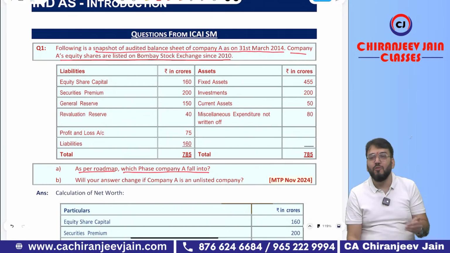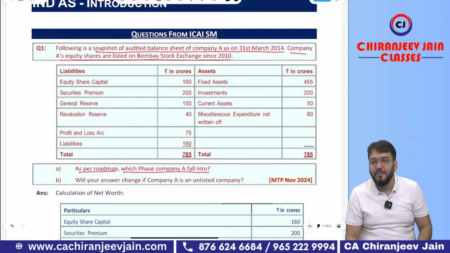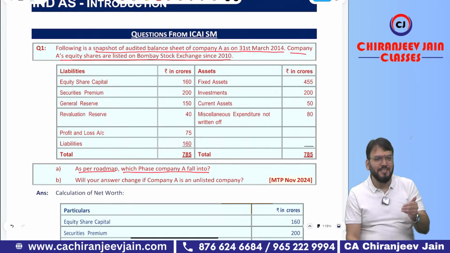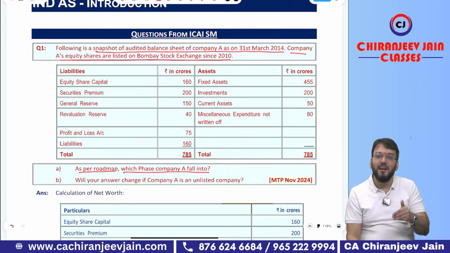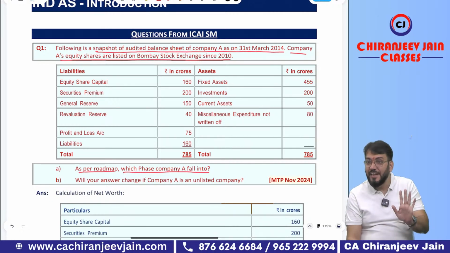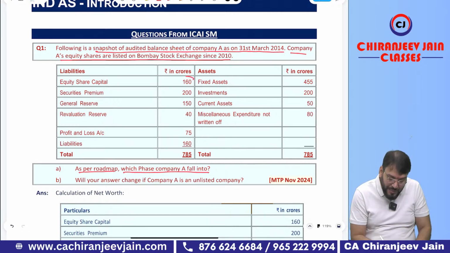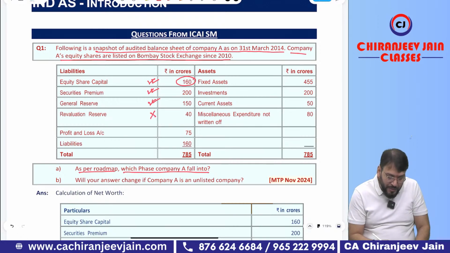If the net worth is equal to or more than 500 crore, it is phase 1. Correct? And if it is less than 500 crore, phase 2, because it is a listed company. So 160 will be considered. Equity share capital will be considered. Securities premium will be considered. General reserve will be considered. Revaluation reserve will not be considered. Profit and loss account will be considered.